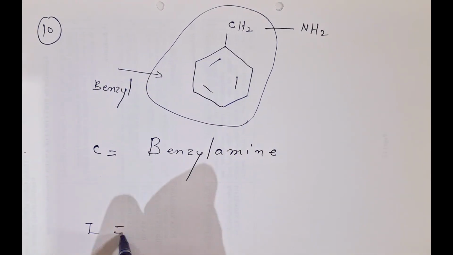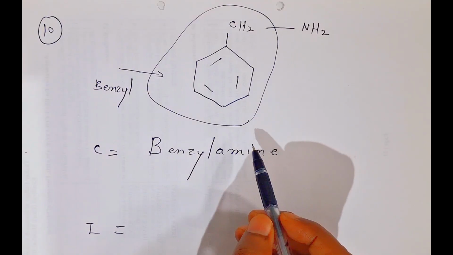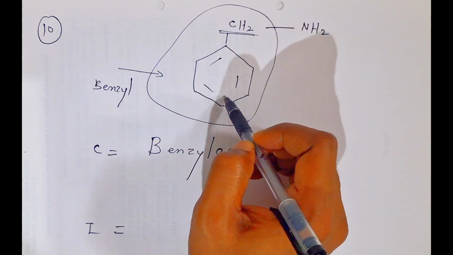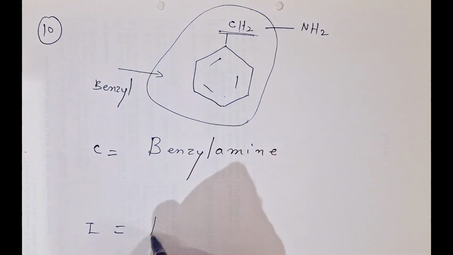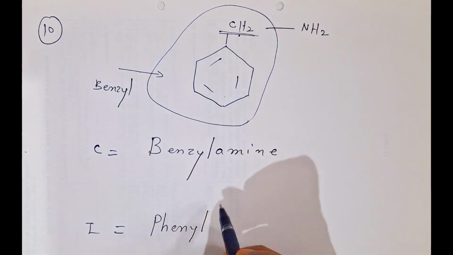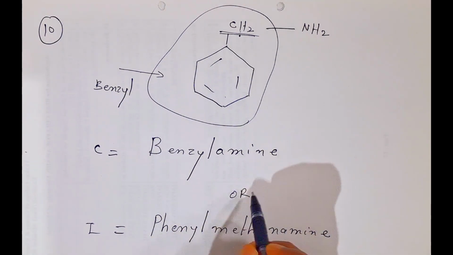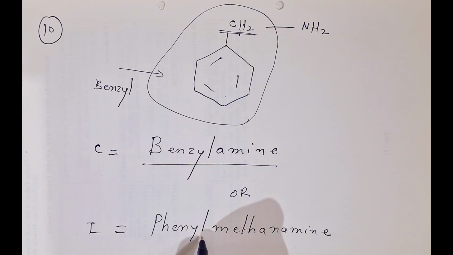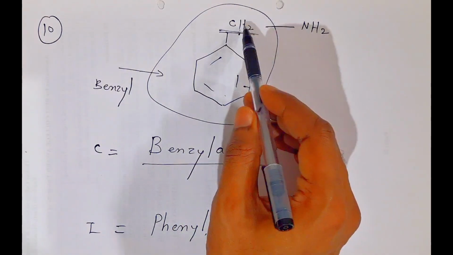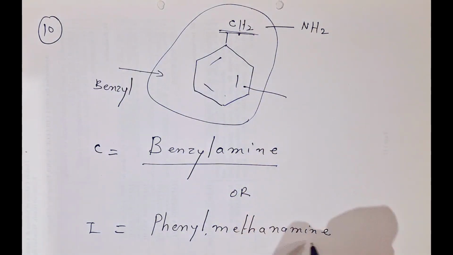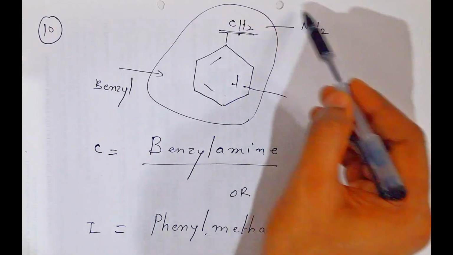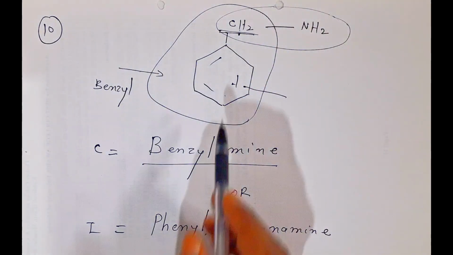Now we will see the IUPAC system, students. In the IUPAC system, this is the hydrocarbon, so this is phenyl and this is what? Methyl, so we call it phenyl, and this is what? Methane, so we call it phenylmethanamine. Benzylamine is nothing but phenyl, and this is the methane. When one of the hydrogens of methane is replaced by NH2, we call it methanamine. So understanding, students, we call it phenyl, and this is methanamine. So phenylmethanamine.